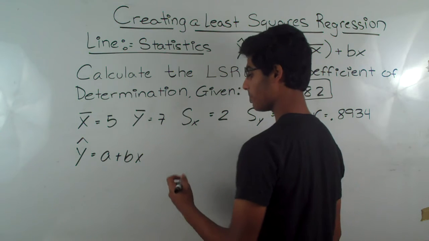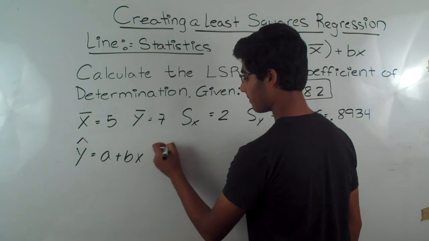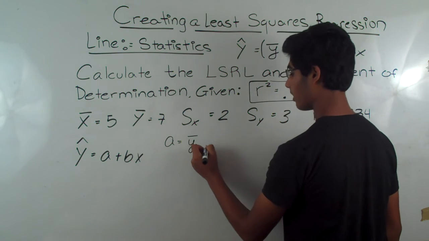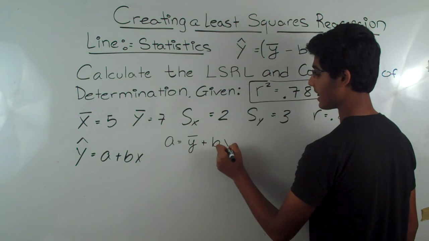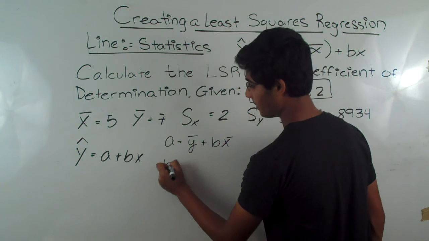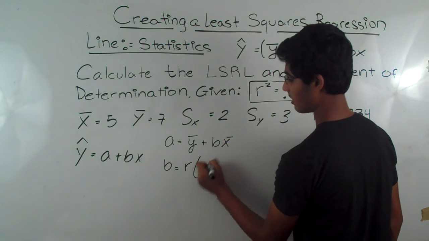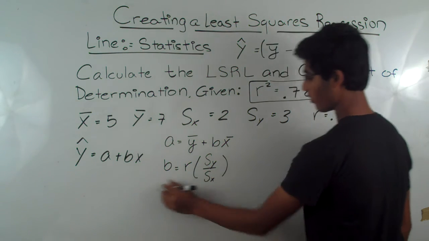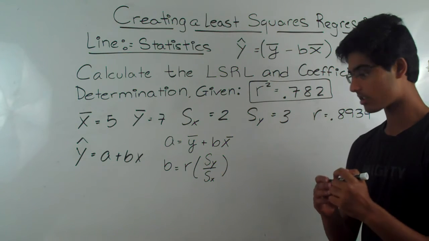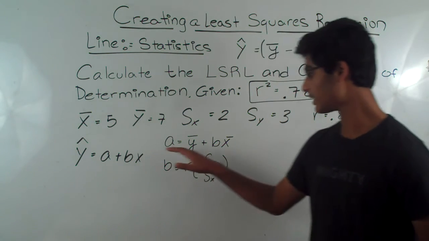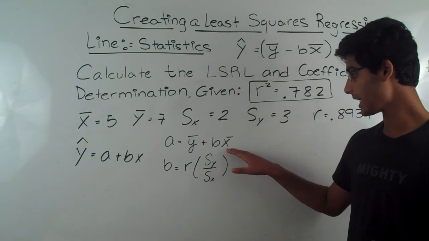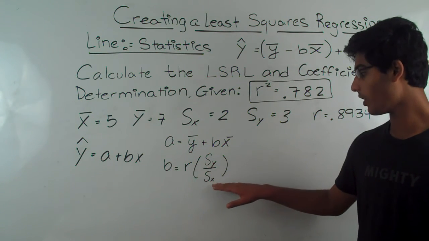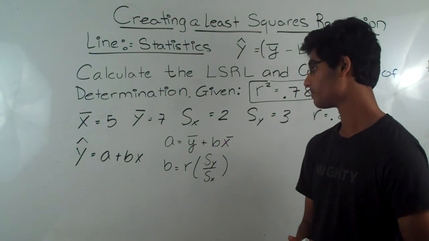Y hat is equal to a plus bx, and a is equal to y bar minus b times x bar. And b is equal to r times s sub y over s sub x. This here is a memorized formula. So it gives us a better look. So what we have is a is equal to y bar minus b times x bar, plus b, which is equal to r times s sub y over s sub x, times x.